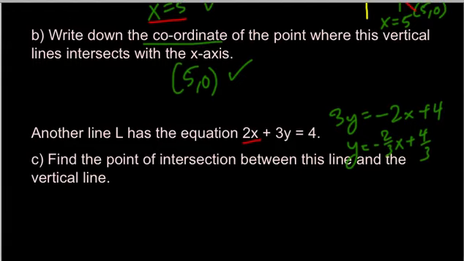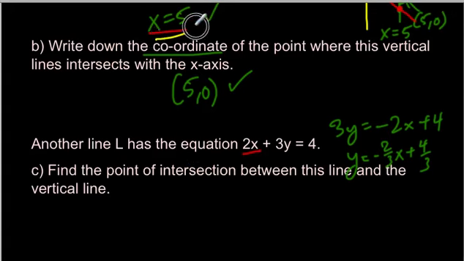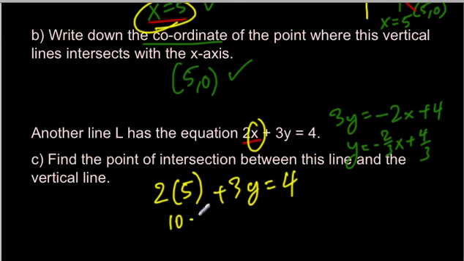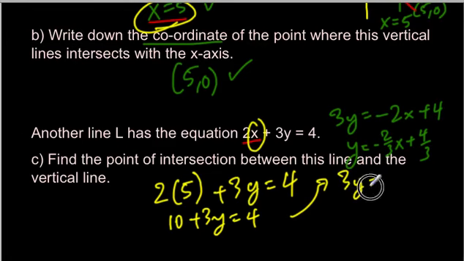So let's just do that. I'll use yellow. Since we have x equals 5, we can say 2 times 5, because that's the x value, plus 3y is equal to 4. This is equal to 10 plus 3y is equal to 4. If I subtract 10 from both sides, I get 3y is equal to negative 6. And if I divide by 3 on both sides, y is equal to negative 2.